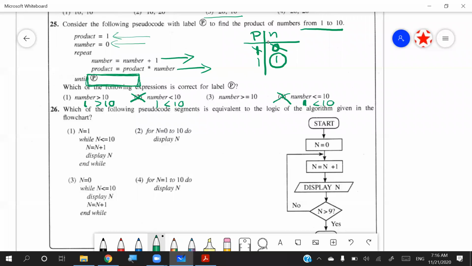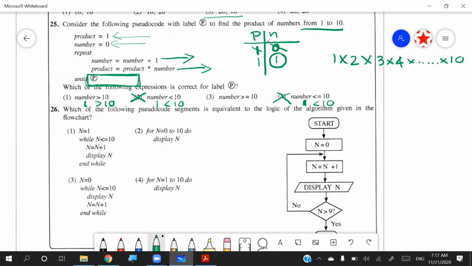Now the problem is, what is the correct answer from 1 and 3? To do that, we need to identify how the pattern goes on, right? When it says to calculate the product from 1 to 10, if we do it manually, we are going to do 1 into 2 into 3 into 4, and go on up until 10. That particular thing should happen here, right? Now, N is 1. 1 into 1 is produced. So let's continue and see.